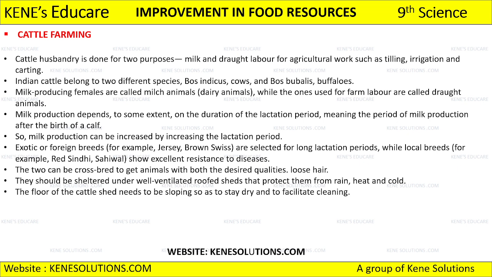Cattle should be sheltered under a well ventilated roofed shed that protects them from rain, heat, and cold. And the floor of the cattle shed should be clean and sloping, so that it facilitates cleaning.